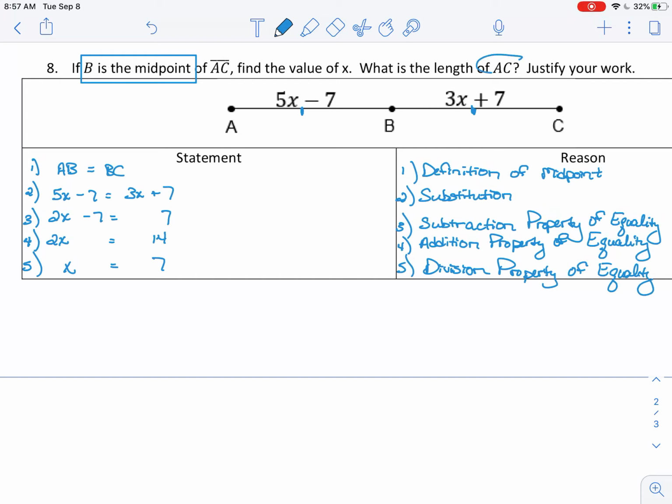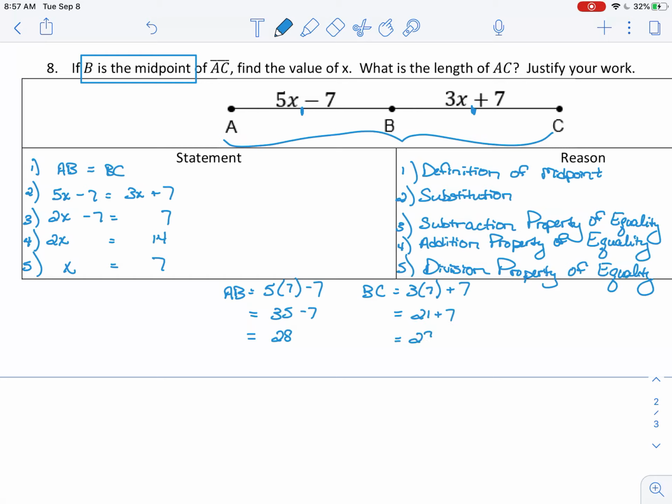And then I do need to read the directions. It does want to know the length of AC. This is AC. So I'm going to plug back in. Well, AB is 5 times x minus 7. So 35 minus 7, which is 28. BC is 3 times x plus 7. So 21 plus 7. This is a good way to check your work.